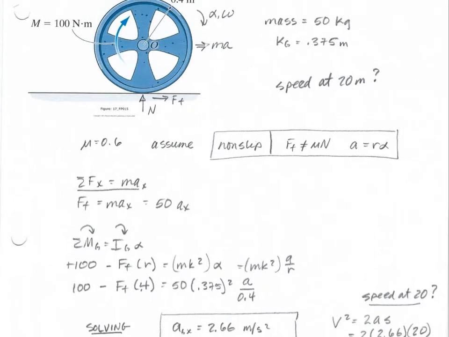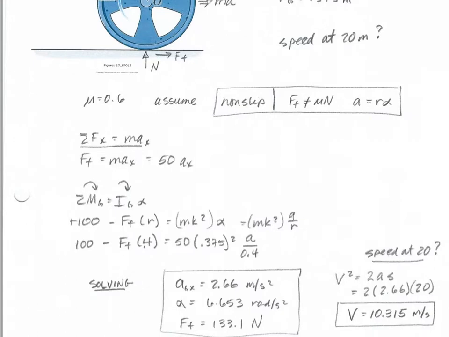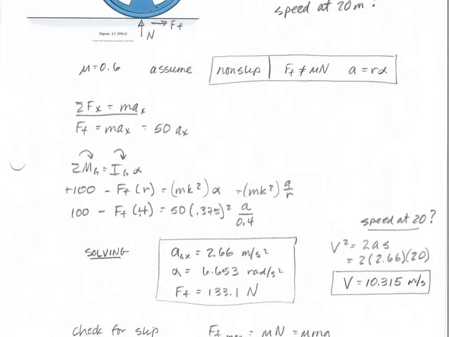The only force we have in the x direction is that force of friction, and that's equal to 50 times ax. The moment equation about the center of gravity is going to be 100, which is that driven moment. That's the 100. Now the force of friction is actually going in the other direction, isn't it? It's trying to cause a moment going that way, so I'll say minus force of friction times r is going to be equal to Ig. In this case that is going to be m k squared alpha. And if we assume no-slip condition, then we show that alpha is equal to a over R. And then we can solve all this for acceleration, alpha, and the force of friction.